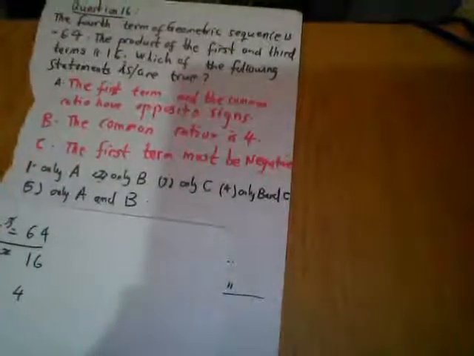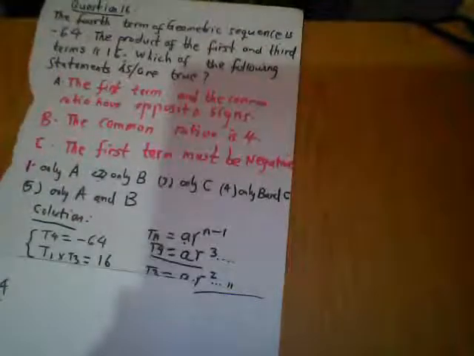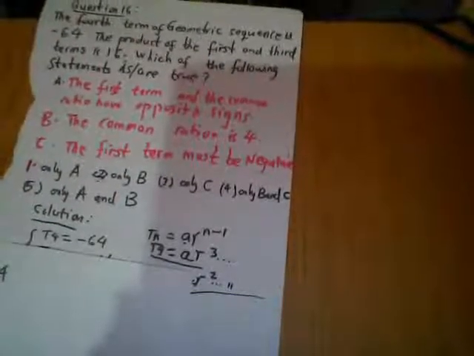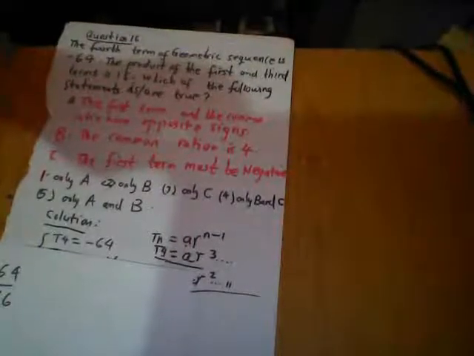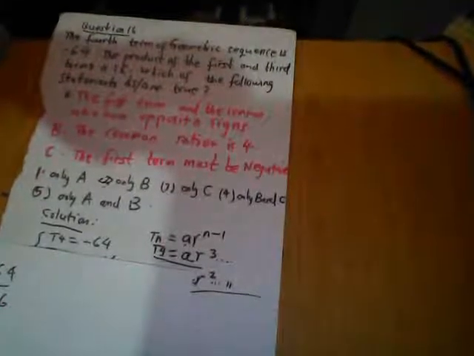Okay. So now we want to go to the options. The first term and the common ratio have opposite sign. We're not sure. The common ratio equals 4. No. The first term must be negative. No. And if you look at the options, no. So it means we made a mistake because it doesn't make sense. You know what I'm saying? It can't be that all the options are true. So we're going to have to recheck our solution, not the question.